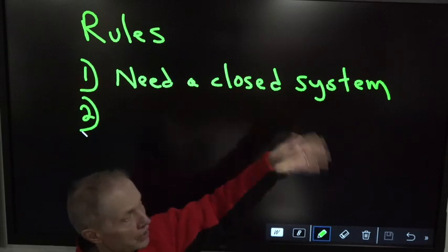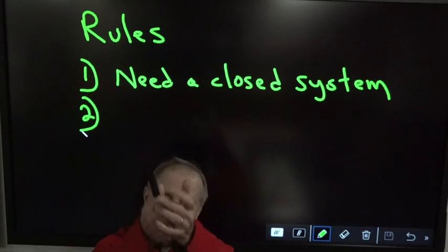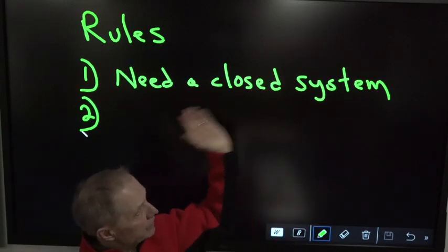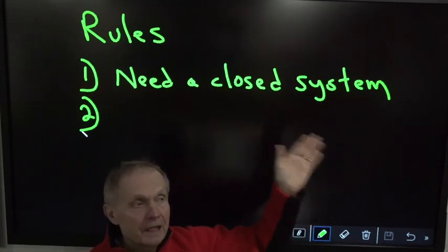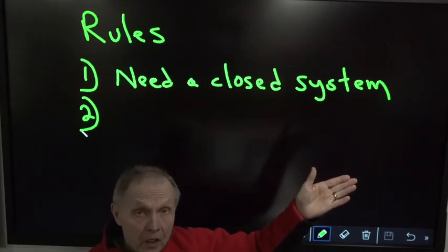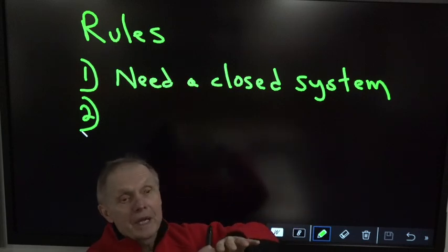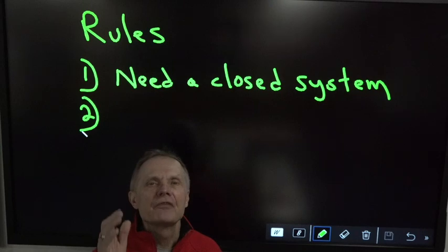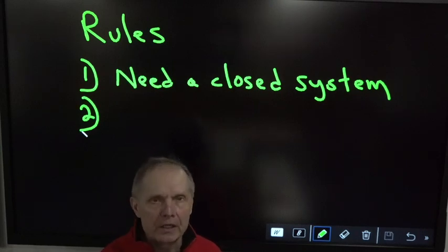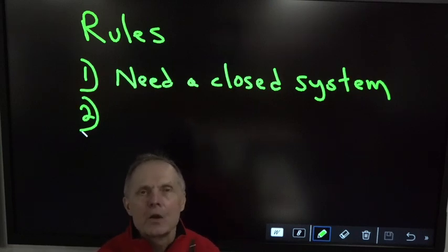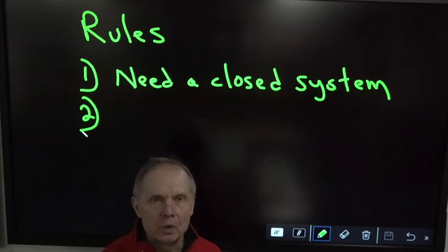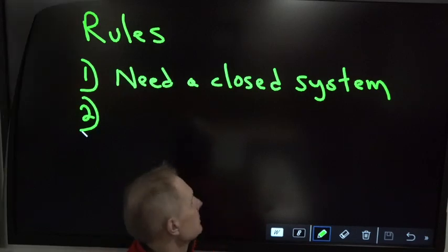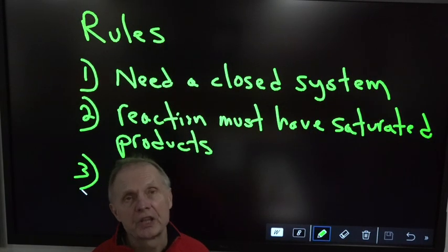Once the reaction starts making the products, in other words, when you have the collisions between atoms and molecules and the reactants start forming products, it keeps on forming products until the reaction can't hold any more products. That means the products are saturated, so it can't hold any more products. So that's the second rule. You've got to have a closed system and the products have to be saturated. So, closed system, products saturated.